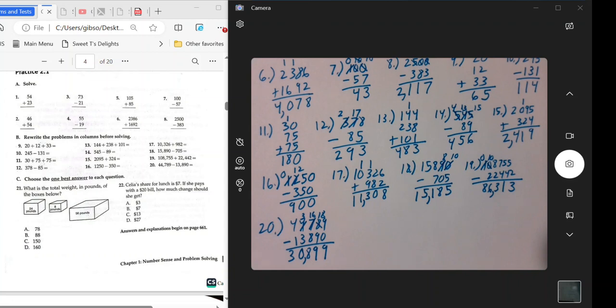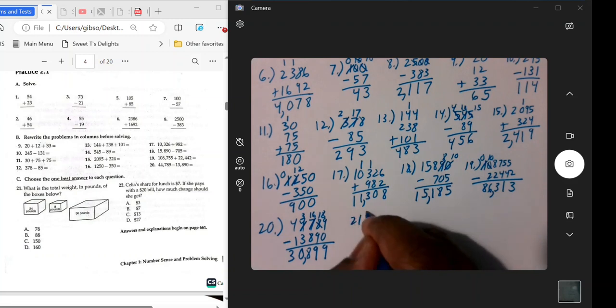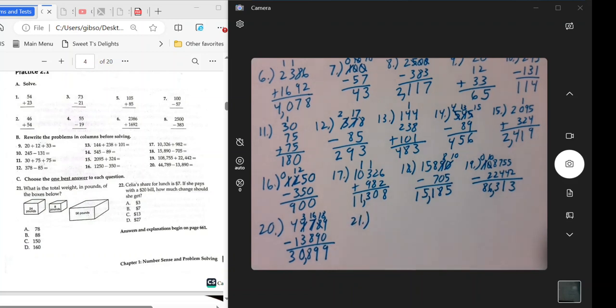Okay, so now we move on to part C. It says choose the one best answer to each question. So we look at problem 21. Now problem 21, it says, what is the total weight in pounds of the boxes below? So if you notice here, they said total weight. So with them saying total weight in pounds, that means we add up all of these boxes. So we have a 2-digit number, a 1-digit number, and a 2-digit number.